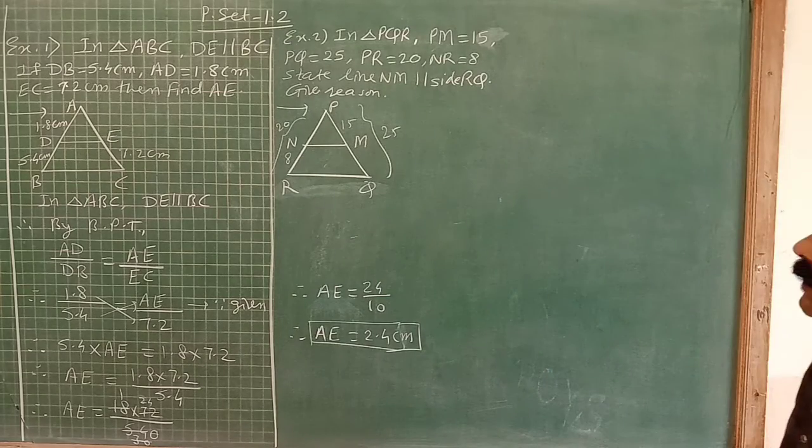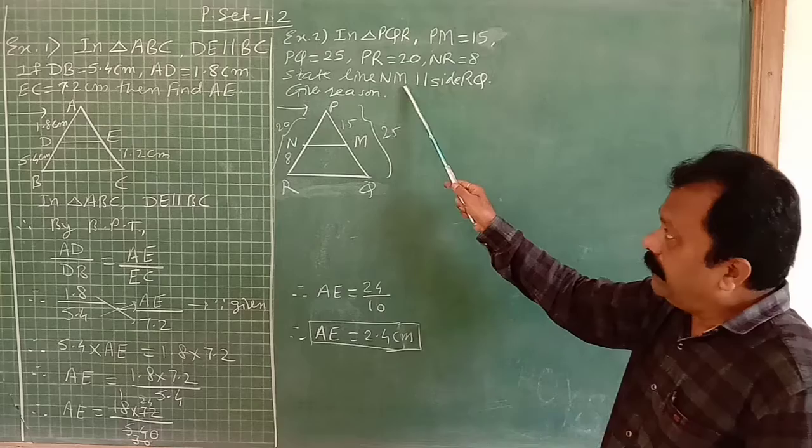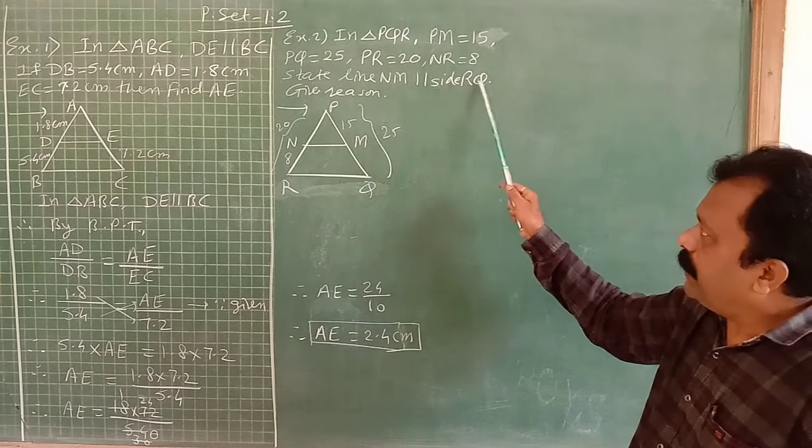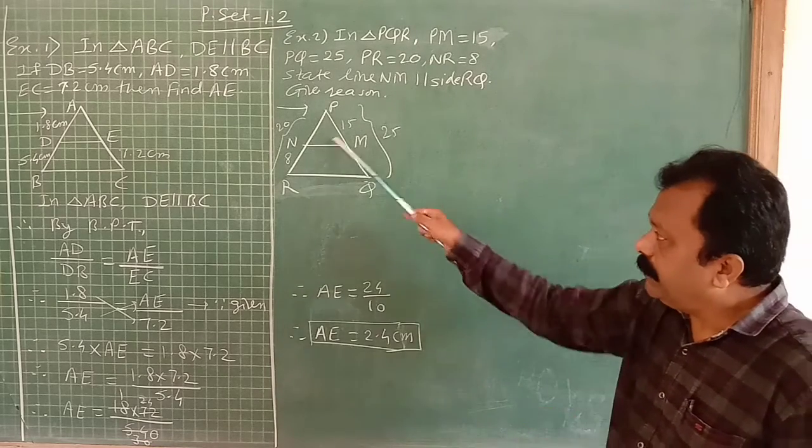This is given. And what do we have to show? State whether line NM is parallel to side RQ. Is line NM parallel to side RQ?